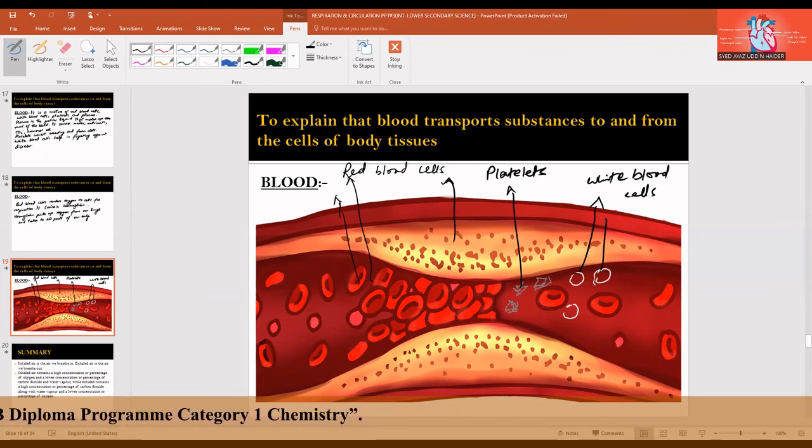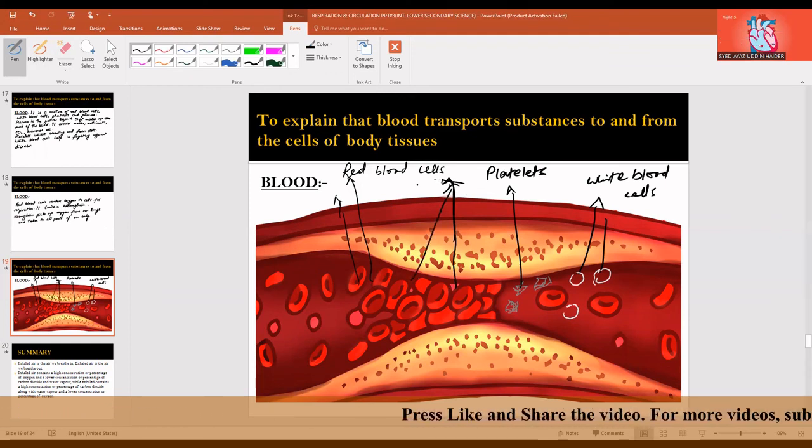Yellow fluid, you see the area. The rest of the thing, not these red blood cells, are plasma.